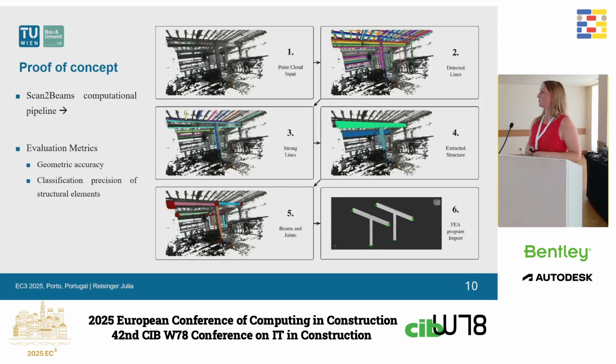So here you see the proof of concept. We got the point cloud, so the 3D scan of the industrial hall, in point number 1. Then it detects the lines, projects the points on planes and aggregates them into grid size cells. The third point is the strong lines. It filters them on the threshold, defining the line endpoints. And finally, it identifies the extracted structure in point 4.